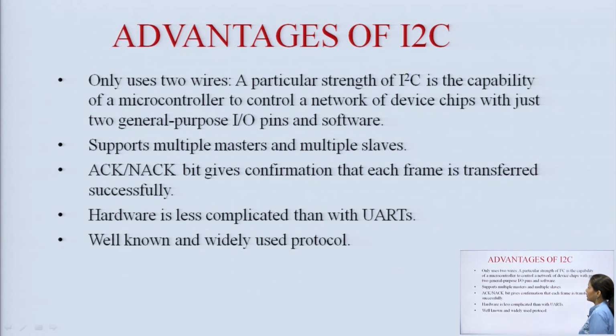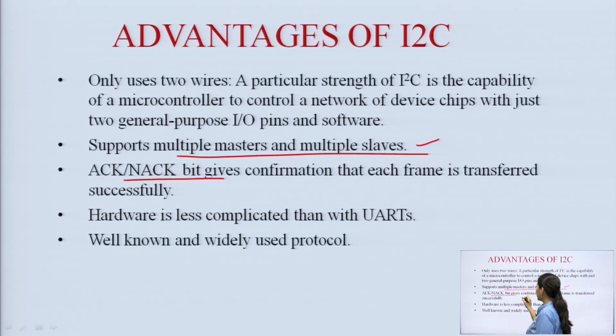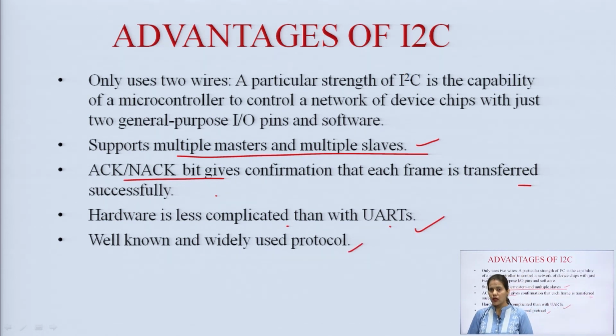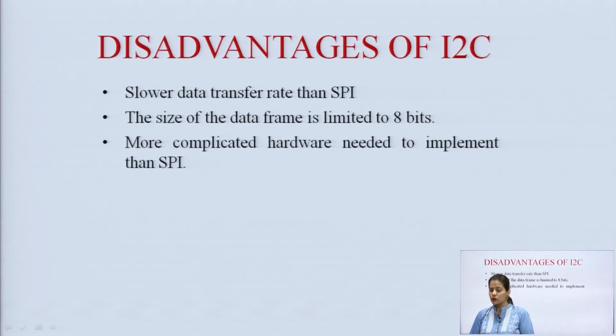When we talk about the advantages, only 2 wires are used. This is a very good advantage. It supports multiple masters and multiple slaves, which was not the case with SPI. Acknowledgement and no acknowledgement bits give confirmation that each frame is transferred successfully, which was not possible in SPI. The hardware is less complicated than UARTs, and it is a well known and widely used protocol. So, all these are the advantages of I2C over other communication protocols.